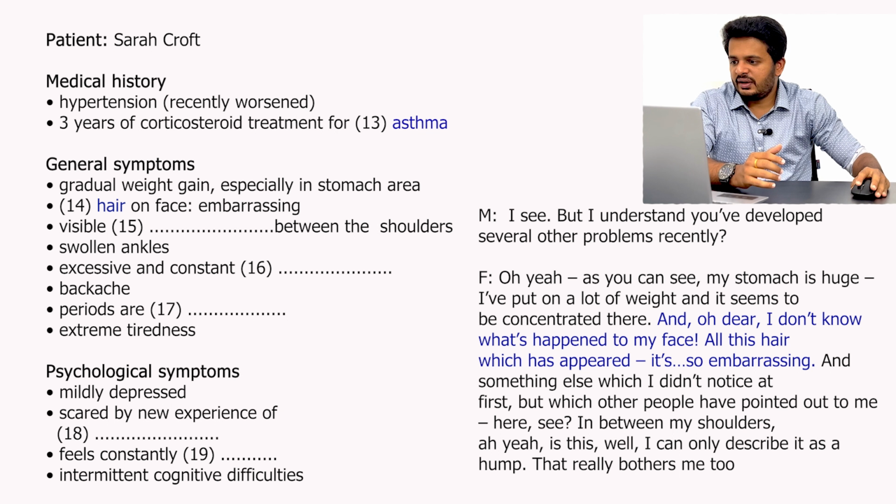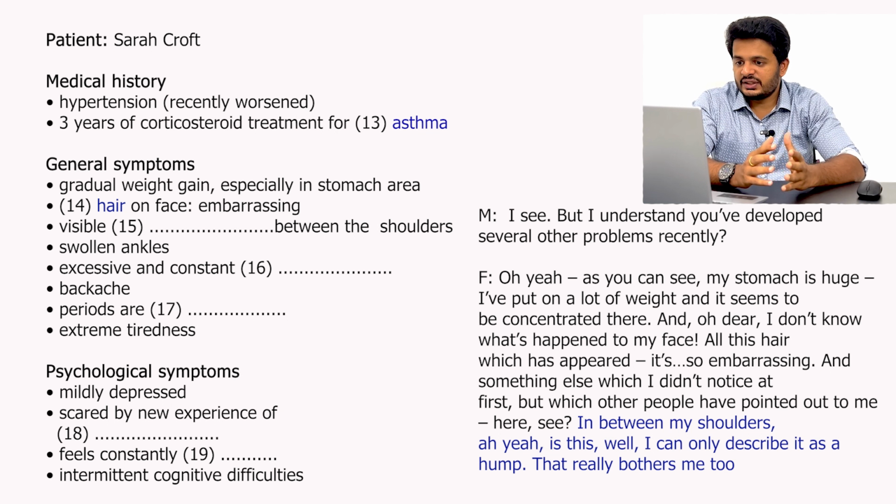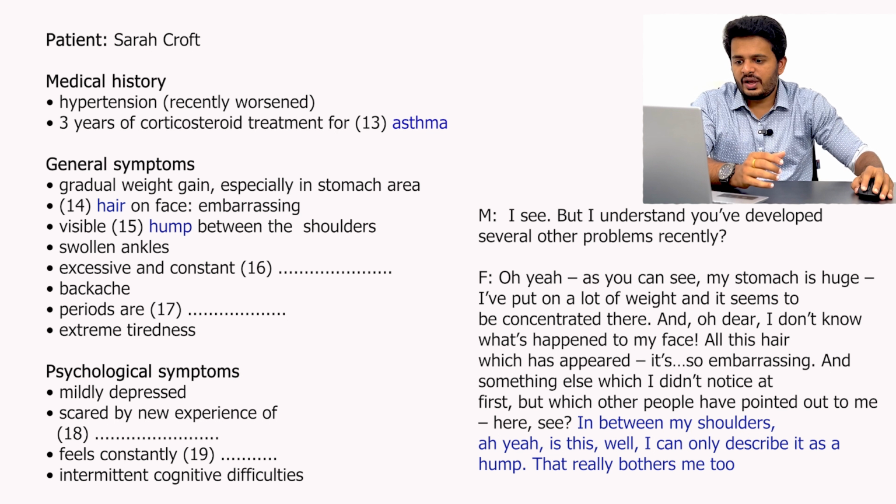Next one is visible dash between the shoulders. So if you look at the script, you can see that the patient says, in between my shoulders, I can only describe it as a hump. That really bothers me too. So the patient has a hump between her shoulders. So our answer is hump. Okay, now moving to the next one.